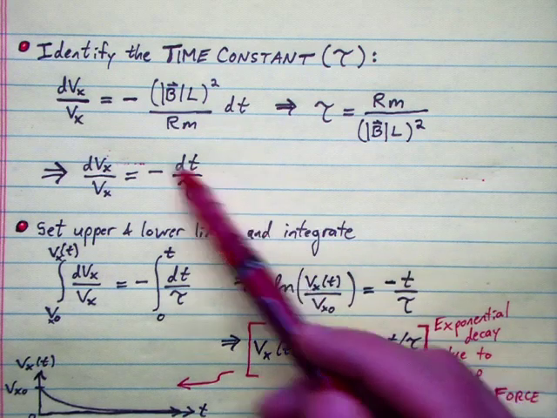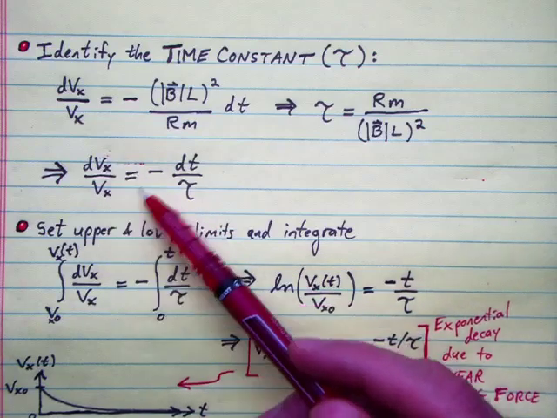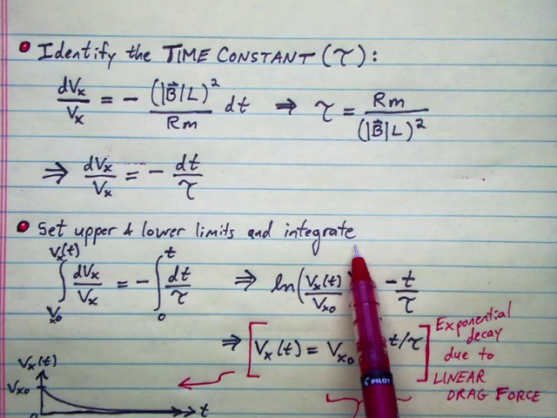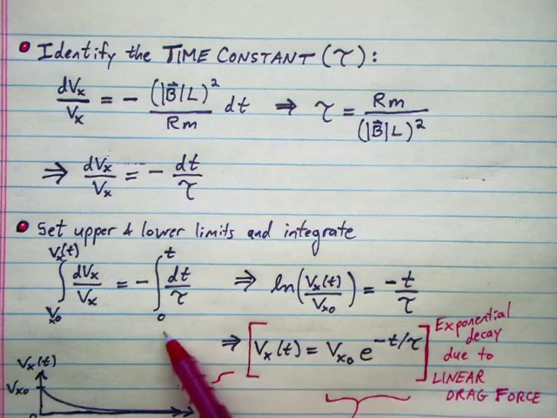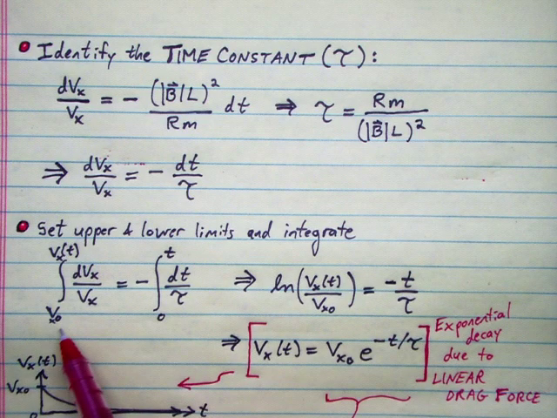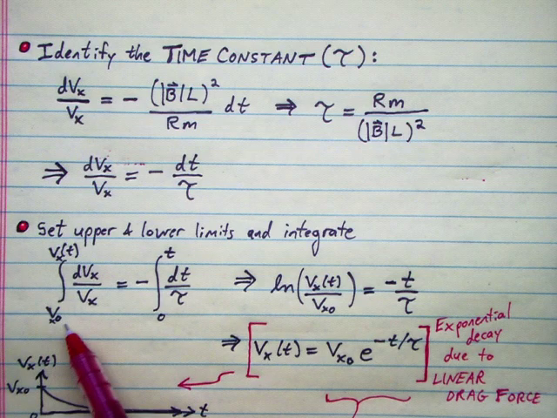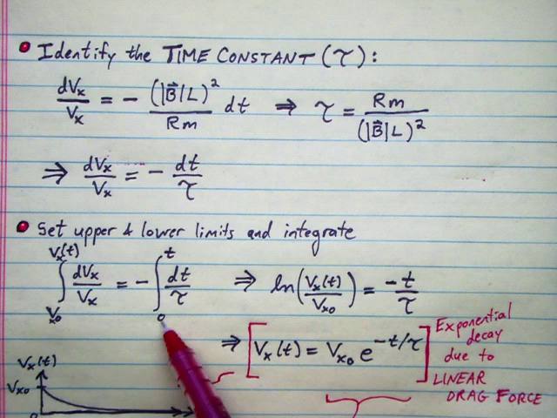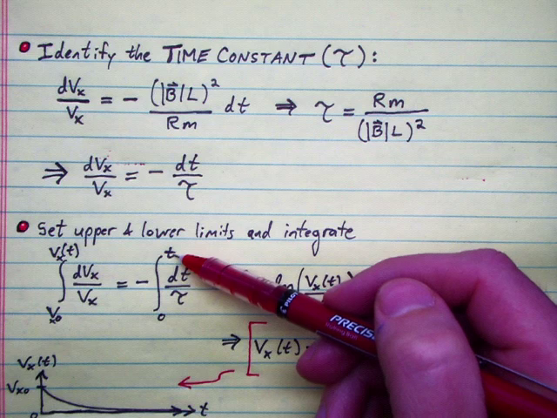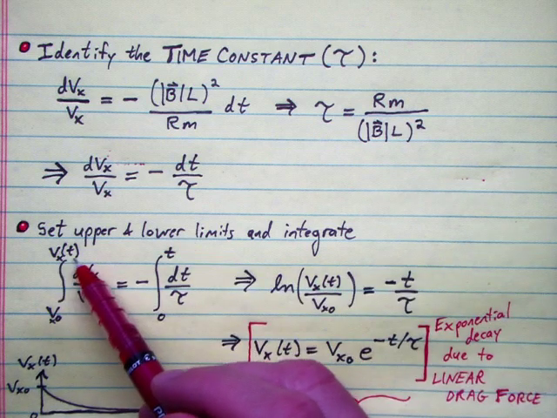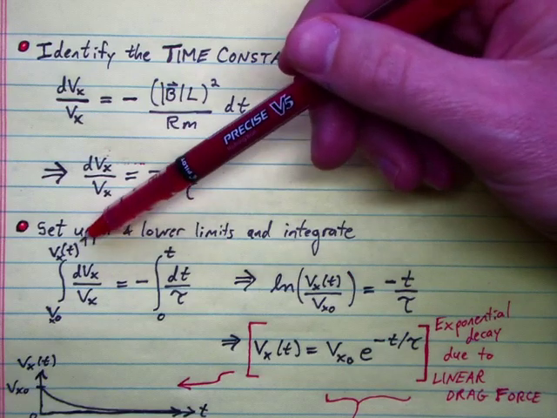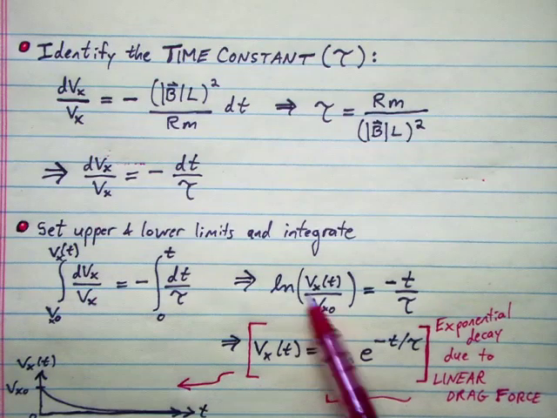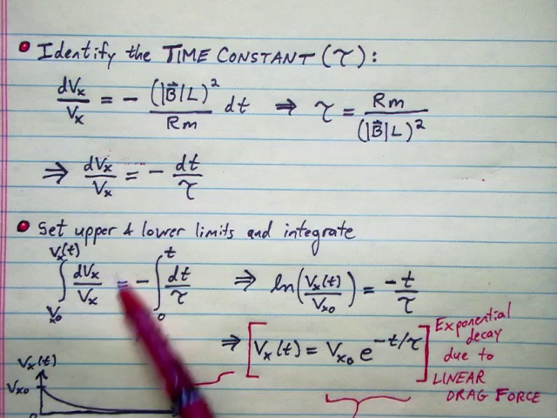and now our differential equation looks much simpler. dv over v equals minus dt over tau. Set now your upper and lower limits. So we'll say that time is going to go from time 0, at which time we'll have this initial velocity. We had to give that bar a push to get this whole thing started. So we do have some initial velocity at time 0, and we're going to go to some future time t to find the future velocity Vx at that time t. So we're trying to solve here for the velocity of the bar as a function of time. Okay, integrate here, and we get a natural log on this side.